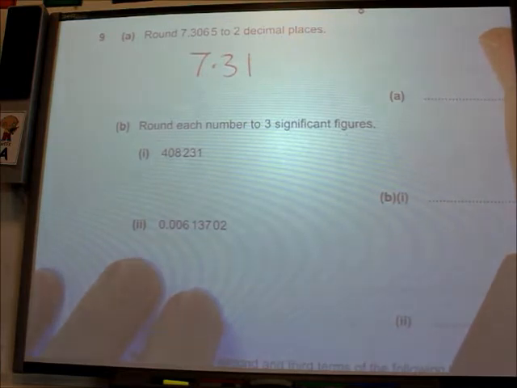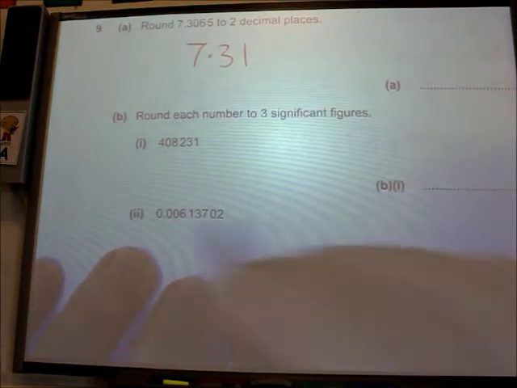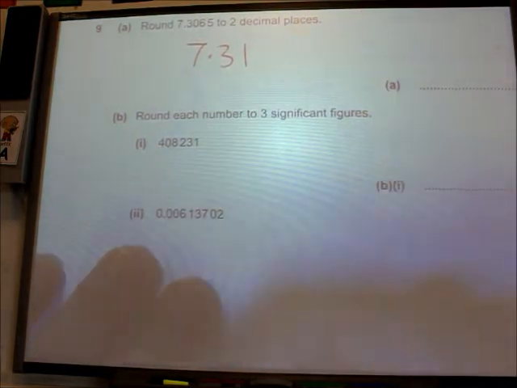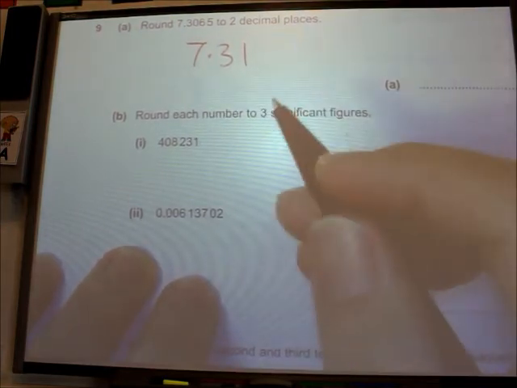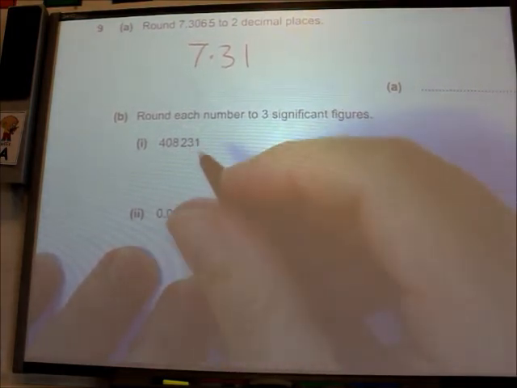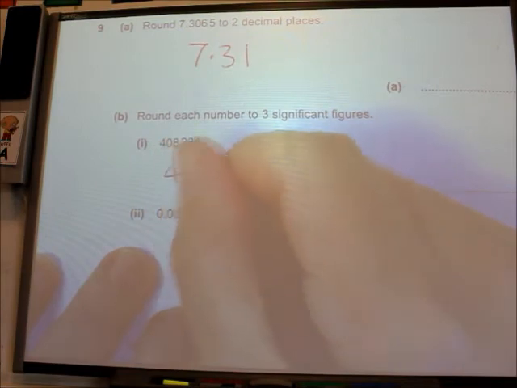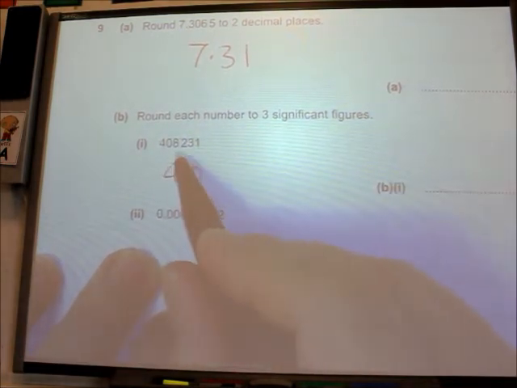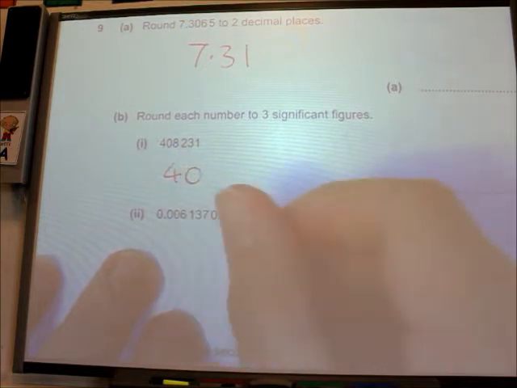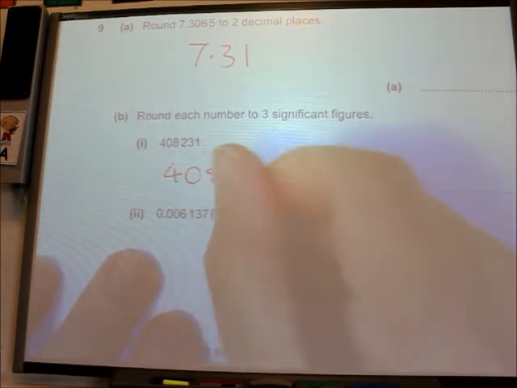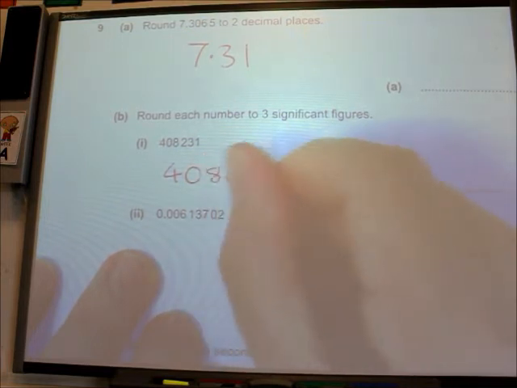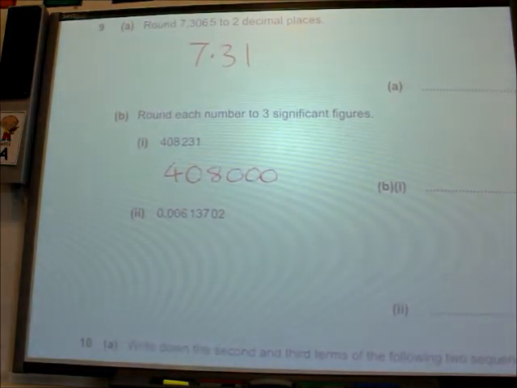Round each number to 3 significant figures. So that means you can write down 3 whole numbers, then you've got to start putting some zeros on the end. So it'd be 4, 0. Look what's after the 8, it's a 2. Will a 2 round it up? No, it will not, so it stays as an 8. And then you've got to replace the 231 with your zeros. That is to 3 significant figures.